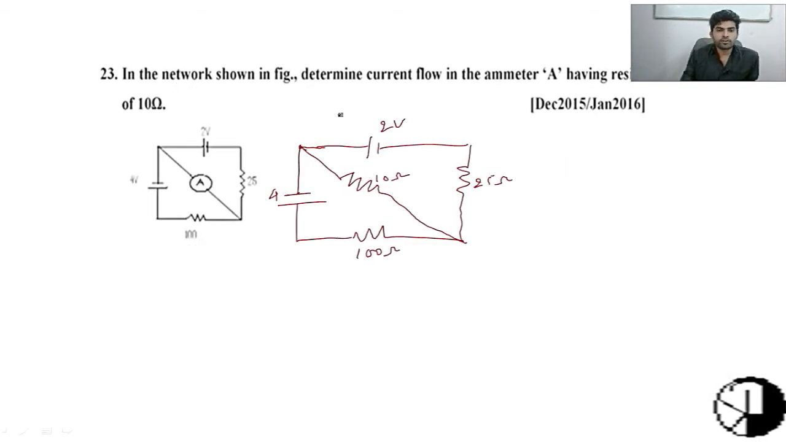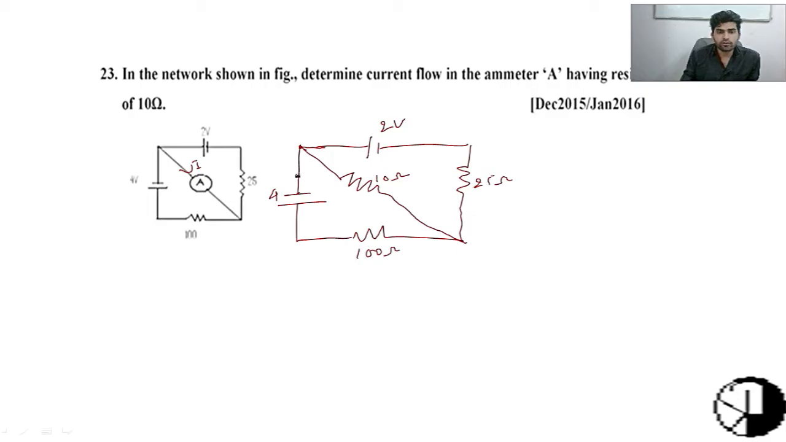Next problem: in the network shown in the figure, determine the current flow in the emitter A having a resistance of 10 ohm. So we need to calculate this current. The internal resistance is given as 10 ohm. I replaced this circuit diagram with the emitter as 10 ohm here. I read the circuit diagram wrong.